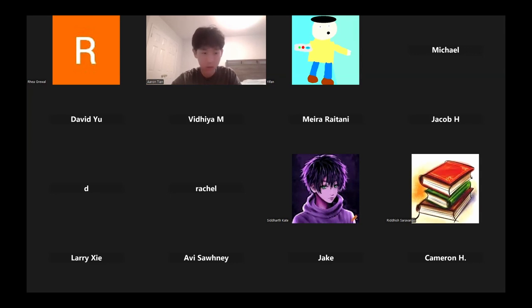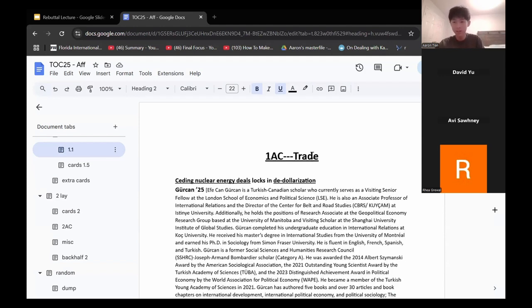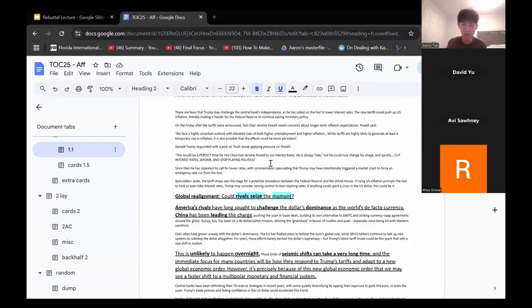Okay. All right, should be shared again. So this is my case file for AF on the TOC topic, which is nuclear energy. And at least to me, I ran some pretty non-stock or unconventional arguments.